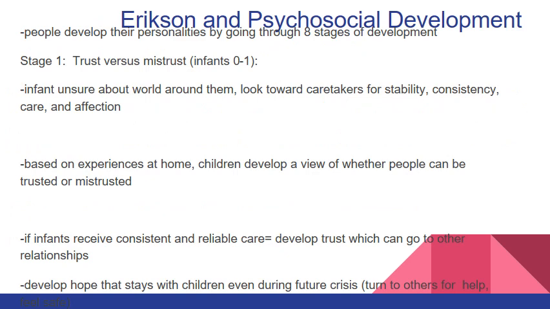Now we're going to discuss Erik Erikson and his theory of psychosocial development. Erikson argued that people develop their personalities by going through 8 stages of development. In stage 1, trust versus mistrust, infants ages 0 to 1 are unsure about the world around them. They are largely dependent on their caretakers for nourishment, protection, shelter, and comfort.